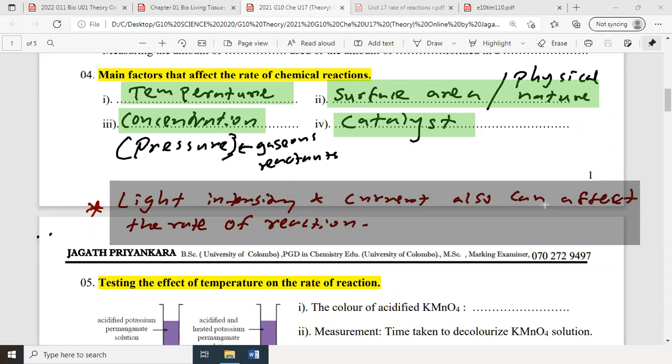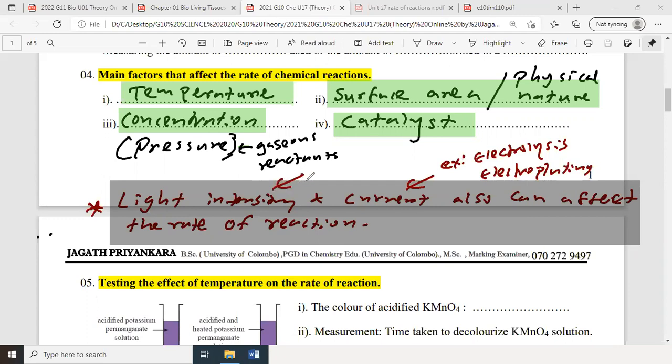We have done electrolysis in grade 9, right? Electrolysis, electroplating. So the current matters. If you write here electroplating, electrolysis, the amount of current passed matters. It affects how fast the electrochemical reaction takes place. Current means, for example, electrochemistry or electrolysis, electroplating. Current matters.